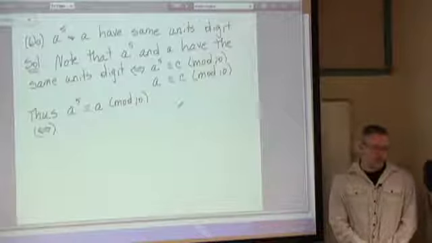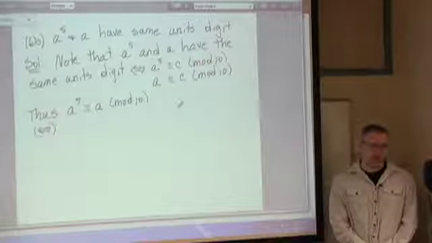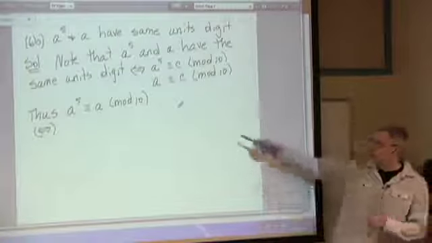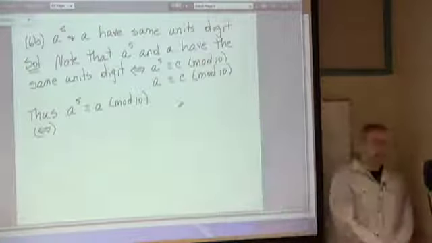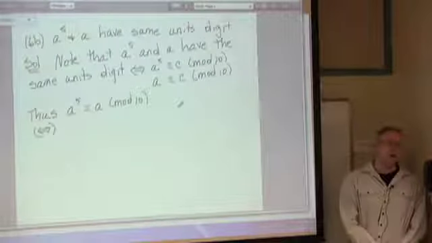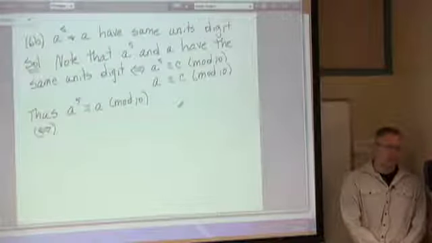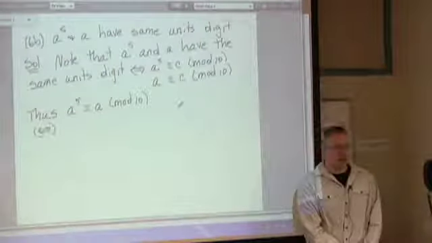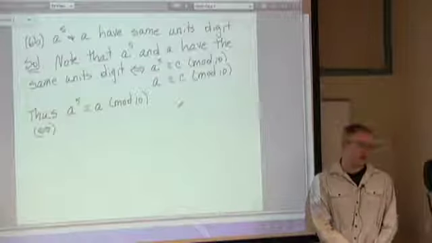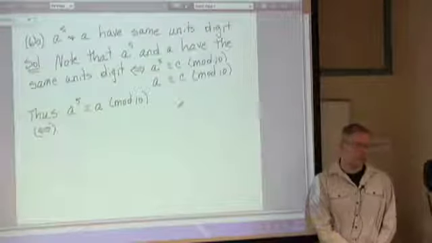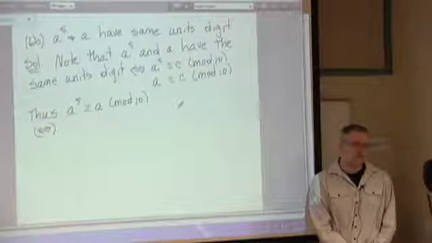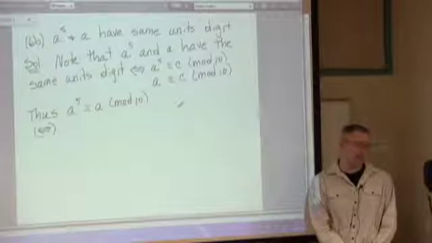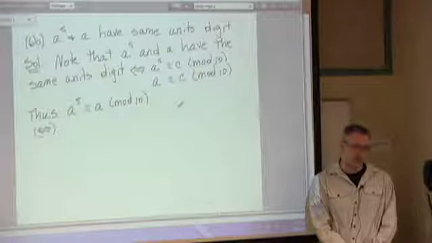And so if a to the fifth and a are the same modulo 10, that means they have the same units digit. Okay. So really, this is what you have to prove right here: a to the fifth is congruent to a mod 10. Then you're done. And so you go about this the same way we talked about with the other problem. You factor 10, 2 times 5. So you just want to show that a to the fifth is congruent to a mod 2, and a to the fifth is congruent to a mod 5. And again, remember, a to the fifth congruent to a mod 5 is just a corollary to Fermat's theorem.